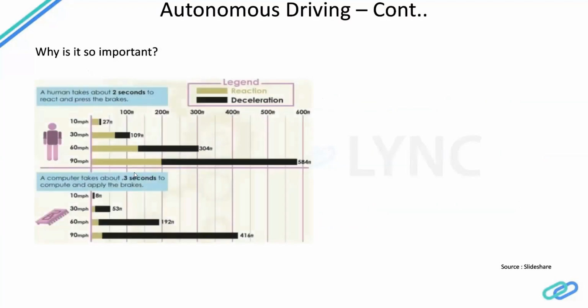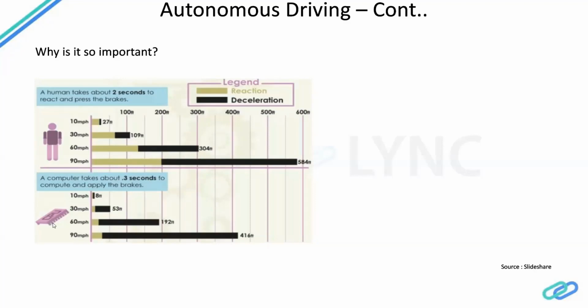I've just put an example here, SlideShare is the source. If a human is driving a vehicle at a speed of 60 miles per hour, and he feels there is a need for braking, it takes around 2 seconds for him to identify the situation where braking is required, and then he does manual braking. So it takes almost 300 feet to come to a complete standstill from when you realize the situation, and it increases drastically when the speed is more. Around 90 miles per hour, it takes almost 600 feet to stop the vehicle from the time when you realize a braking is required.